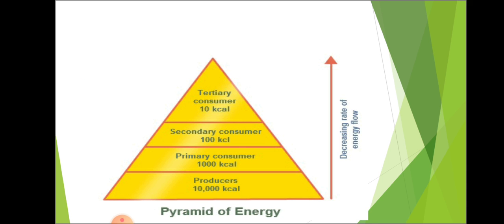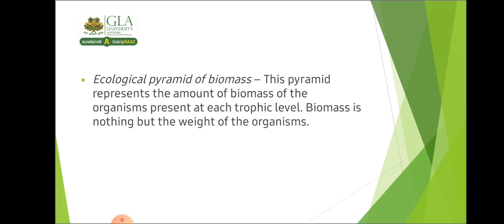Let's move on to the third type of ecological pyramid, that is pyramid of biomass. This pyramid represents the amount of biomass of the organisms present at each trophic level. Actually, biomass is nothing but the weight of the organisms. As the name suggests, the biomass pyramids show the amount of biomass, that is the living or organic matter present in an organism, the biomass present per unit area at each trophic level.